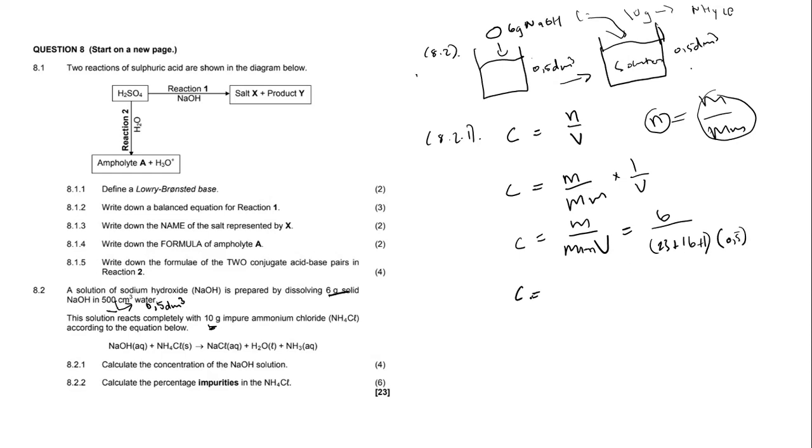Now let us determine the concentration on our calculator. Fraction 6 divide by 23 plus 16 plus 1, multiply by 0.5. And therefore, we get 0.3 moles per cubic decimeter. This is the concentration of sodium hydroxide. We use the mass of sodium hydroxide, the molar mass, and the volume of sodium hydroxide in that solution. Therefore, this is how sodium hydroxide is concentrated in that water.